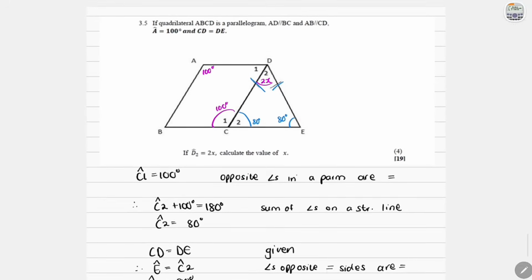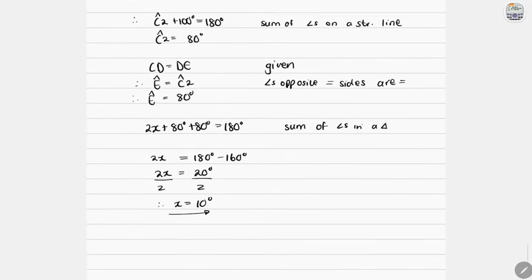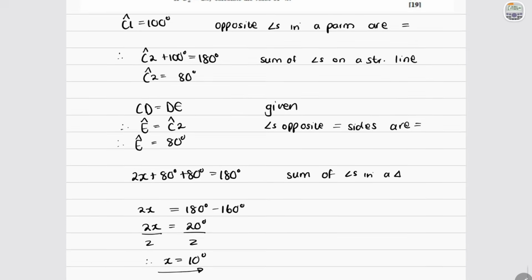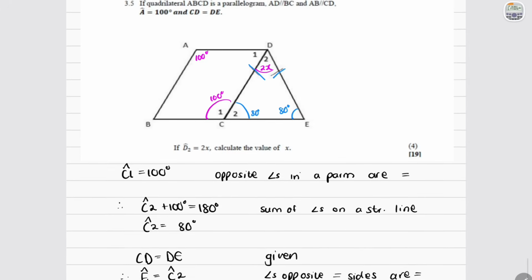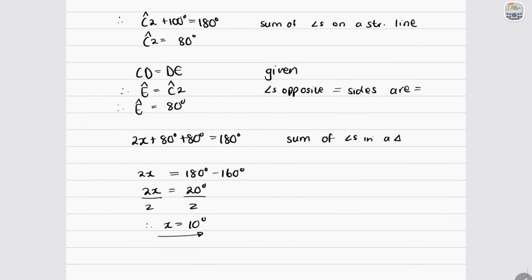And that is it for question 3.5. And that is it for question 3. So that is the last question for this paper. And that is it for this paper.